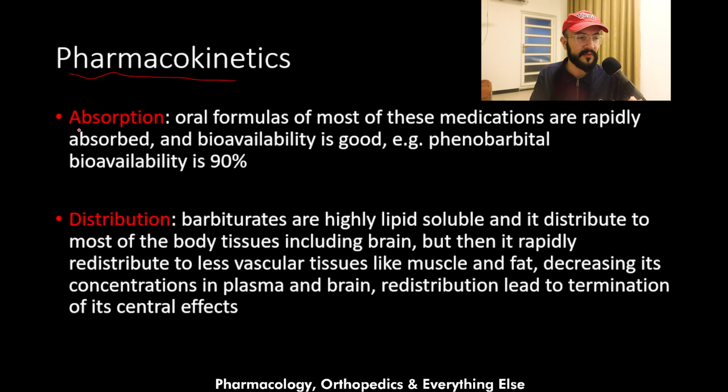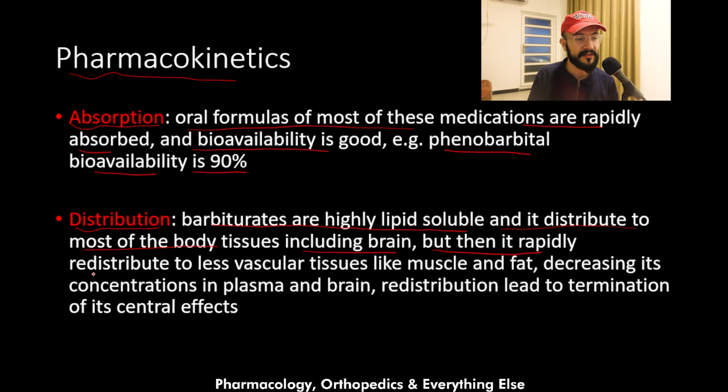So starting with the absorption, the oral formulas of most of these medications are rapidly absorbed and the bioavailability is good. For example, the phenobarbital bioavailability is 90%. Regarding distribution, the barbiturates are highly lipid soluble and distribute to most of the body tissues, including the brain.